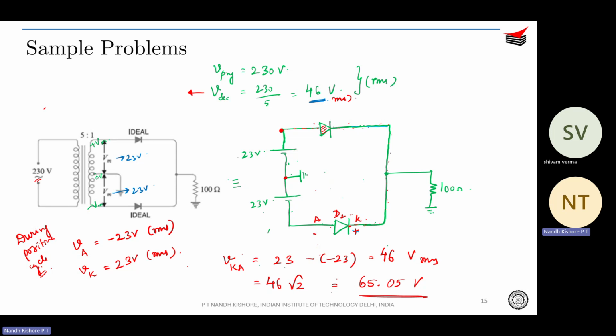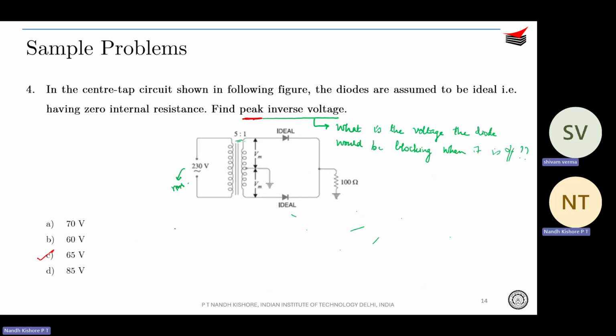They have asked for the peak inverse voltage. So the diode should be rated for obviously the peak voltage, peak of the sine wave. It cannot be rated for some RMS value. So that is why we have taken 46 volts RMS to find out VKA peak. They have asked for the peak inverse voltage, so that's why 46 root 2. Yes, sir. So 65.05, which is option C.